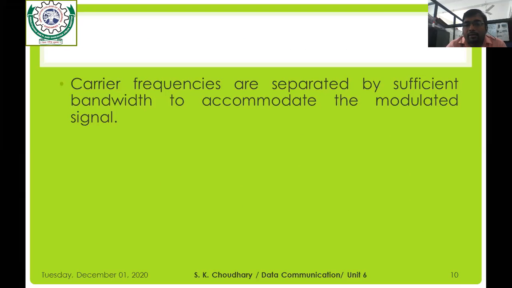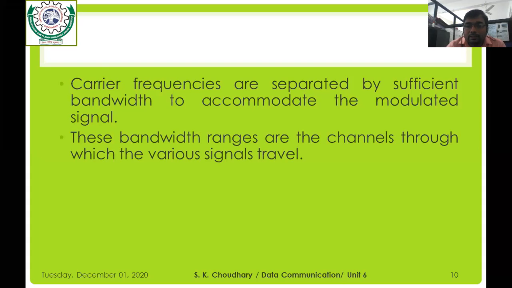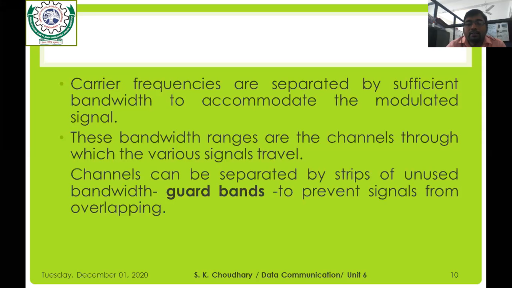And the carrier frequencies are separated by sufficient bandwidth to accommodate the modulated signals. These bandwidth ranges are the channels through which various signals travel. So here the channels can be separated out by strips of unused bandwidth, which are called guard bands. The guard bands are used to prevent the signals from overlapping with nearby channels.